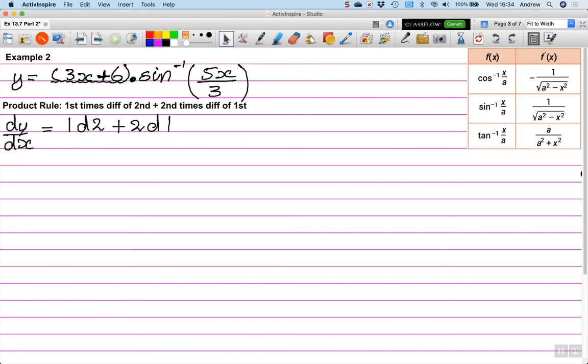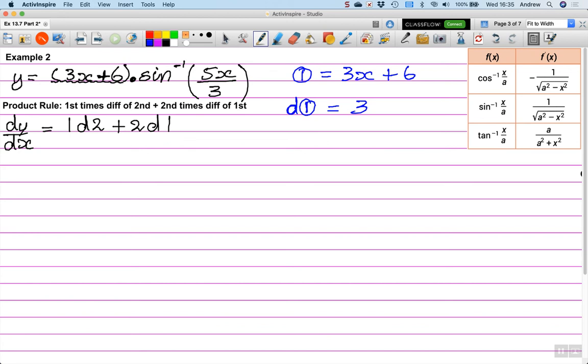The first function is equal to 3x plus 6, and the differential of the first function is equal to 3. The important thing is, if you do recognize it is a product rule and you do something right, you are going to get marks on this. We regard this as quite a hard question, but it's so easy to get attempt marks and pass the question, even if you don't get the whole question right.